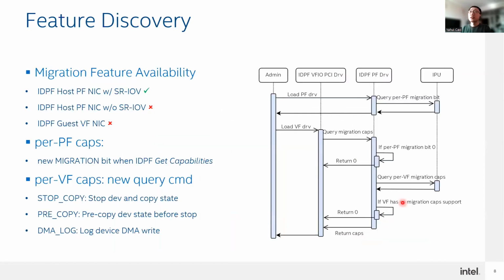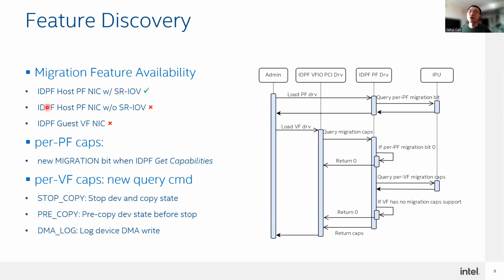Next, let's see the feature discovery. There's one background we need to explain: why do we need to discover? Because IDPF may be running on different use cases, and not all of the use cases need migration support. For example, if we are running IDPF on a host PF NIC and this NIC supports single LV, then we say these cases we may support.